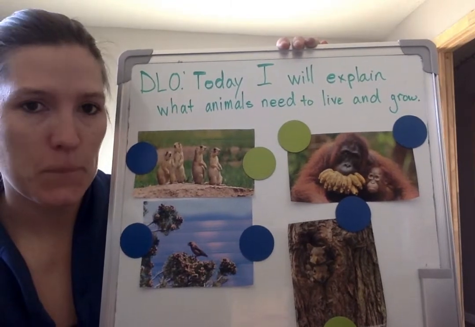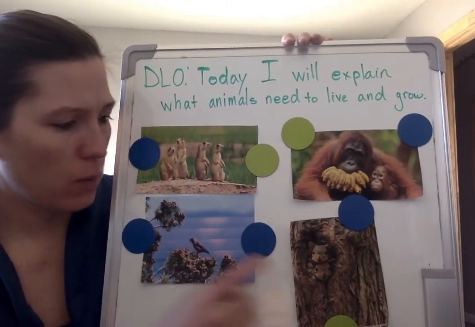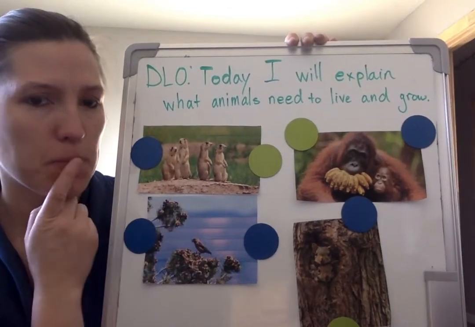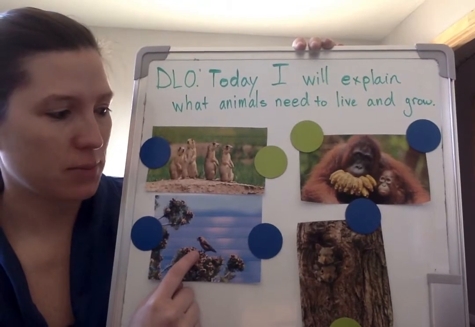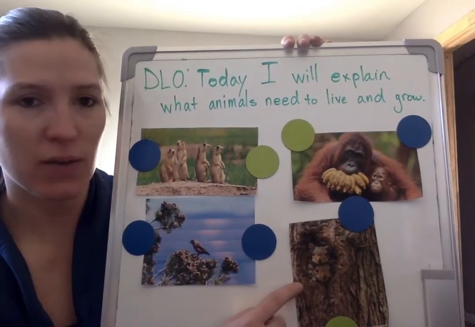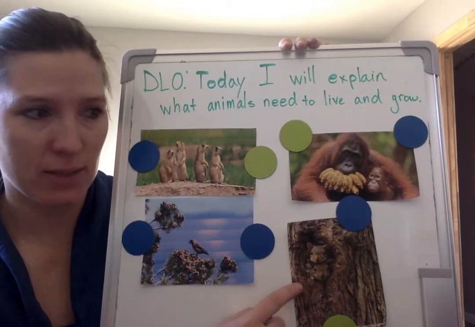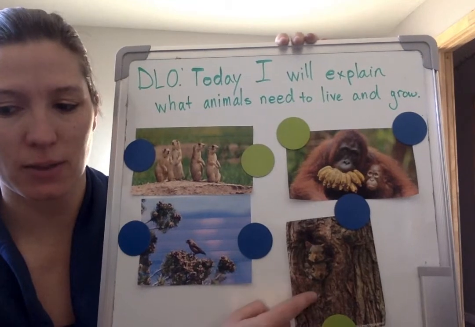They live there. So think about where these animals live. Where does a bird usually build a nest? In trees. Where do squirrels have their little squirrel holes or squirrel nests? In trees. So that's something that's similar.